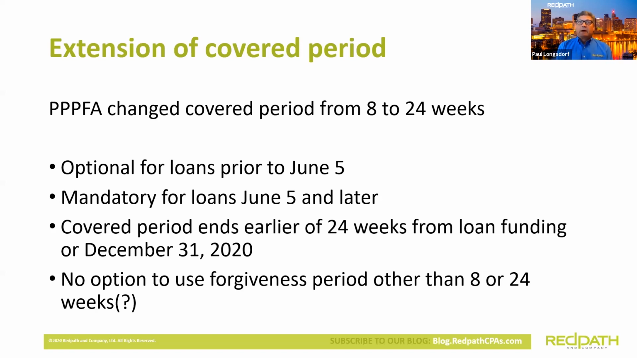So if for whatever reason, maybe under your 8-week period, you already met the requirements for full forgiveness, and you're looking at saying, hey, I'm just going to stick with the 8-week period, you can elect that 8-week period. If your loan was June 5th or later, then you are under that 24-week period.